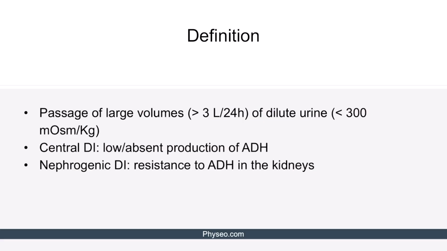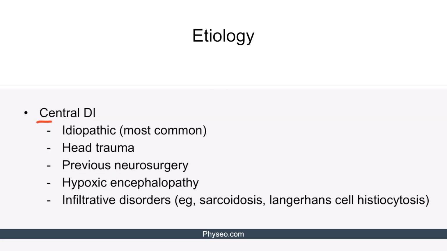Diabetes insipidus can be defined as passage of large volumes, typically more than 3 liters per 24 hours, of dilute urine that is less than 300 milliosmoles per kilogram. It's classified into central diabetes insipidus and nephrogenic diabetes insipidus. Central DI is characterized by low or absent production of ADH, while nephrogenic DI is characterized by resistance to ADH in the kidneys. Central DI can be due to many causes.